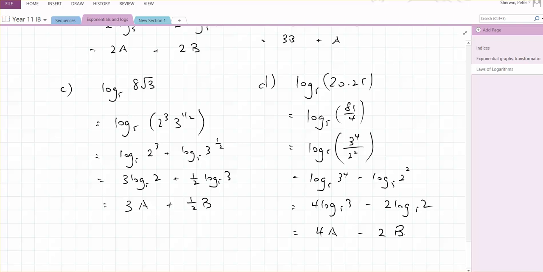You should now be able to have a go at exercise 4M and 4N, and I will put those questions up on the portal. Have fun with that.